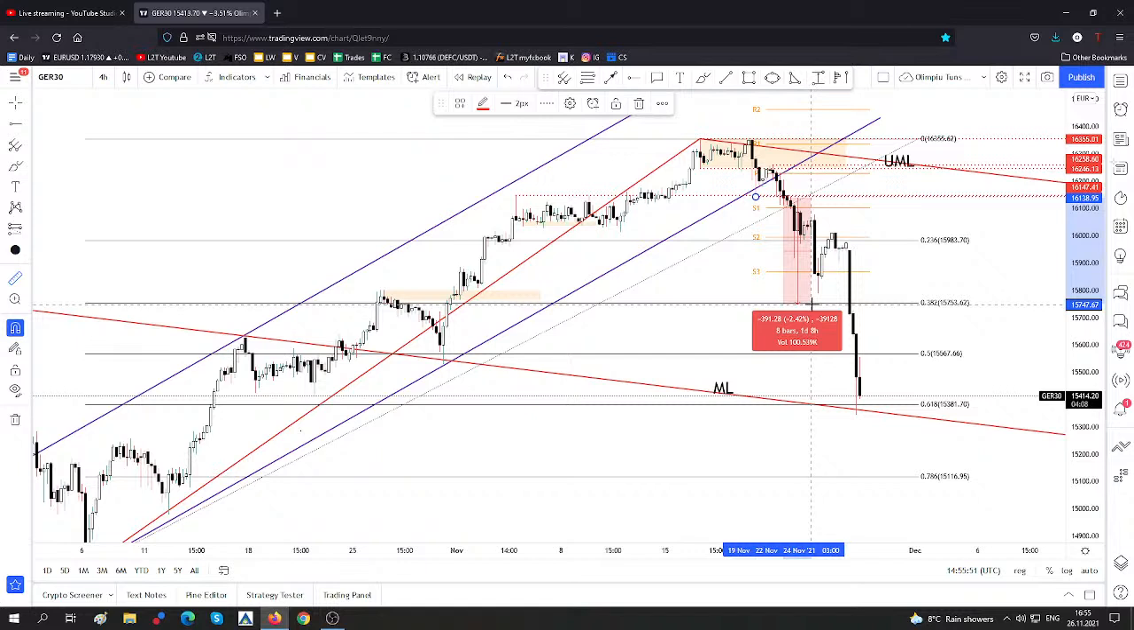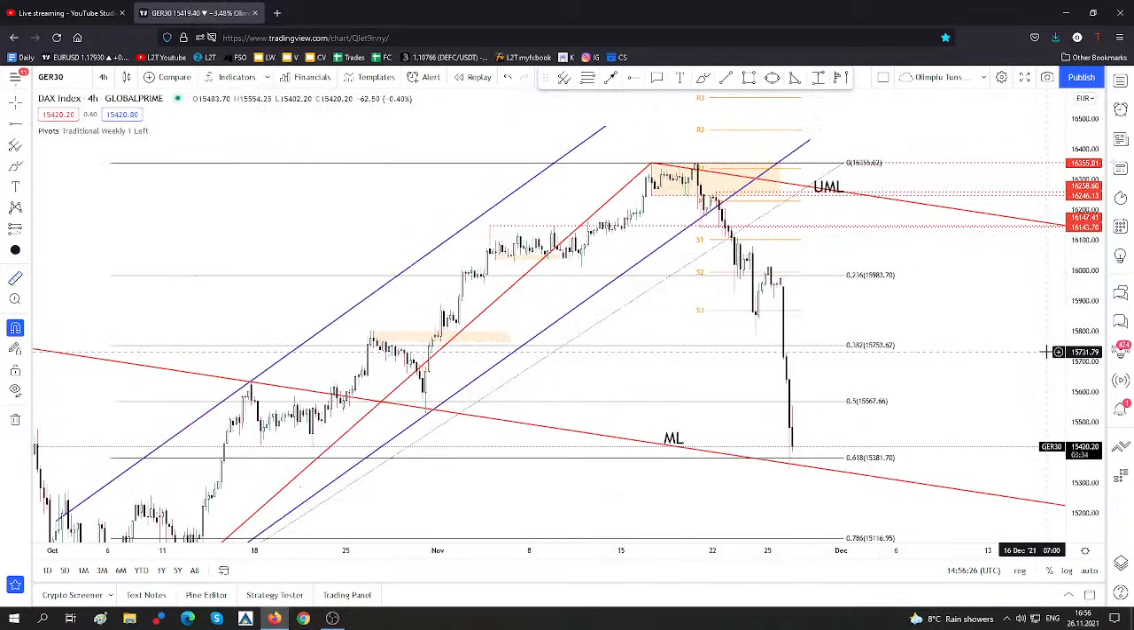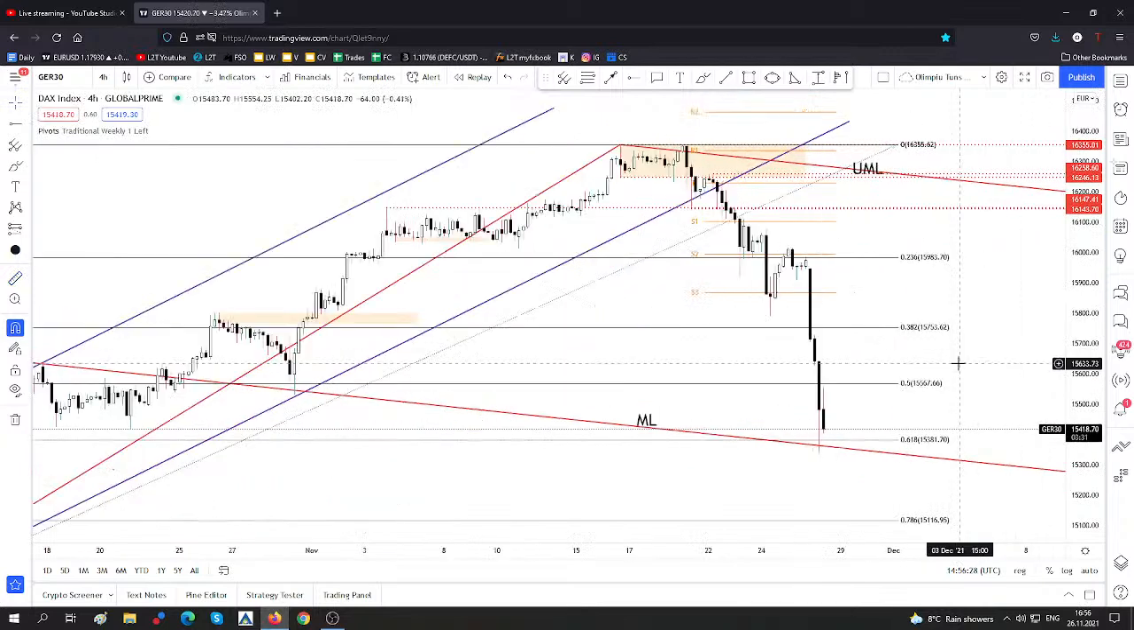right? A major descending pitchfork, 1, 2 and 3, temporary drop here, false breakout above the upper medium line, bearish engulfing, a temporary rebound from the uptrend line, breakdown, a new lower low, and then the price, the DAX 30, the German stock index crashed.